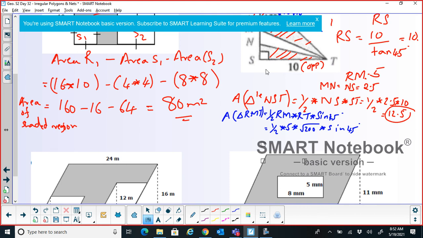And the shaded area is the sum of these two. So first let's get this area, which will give us 25. This is 25 square units. And the sum of these two is 25 plus 12.5. That will give us 37.5. So the shaded area is 37.5 square units.